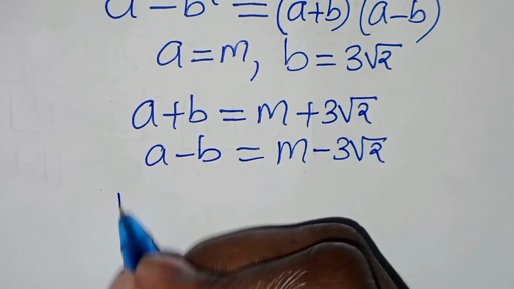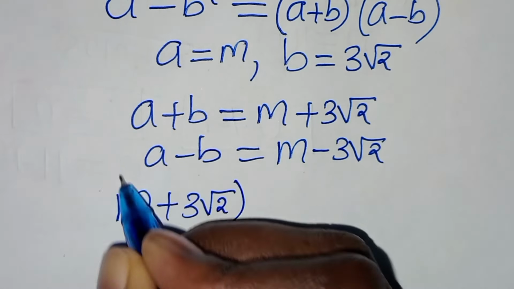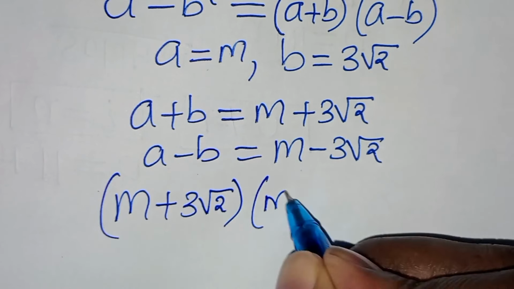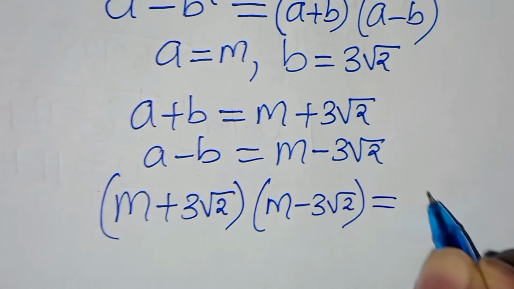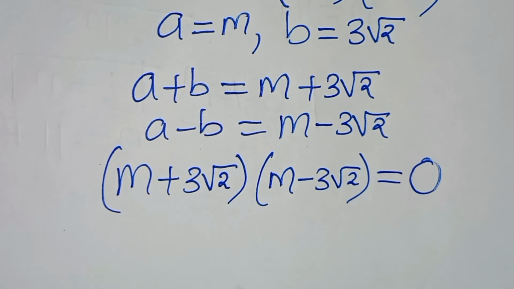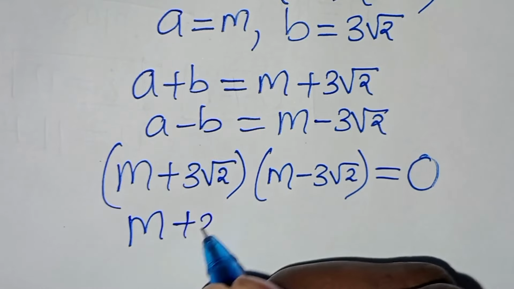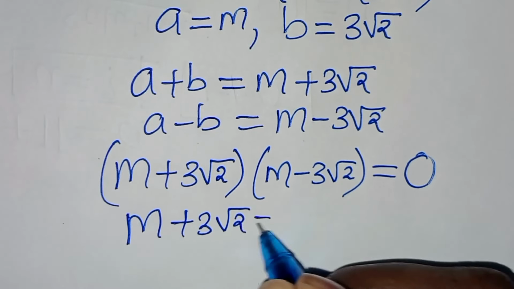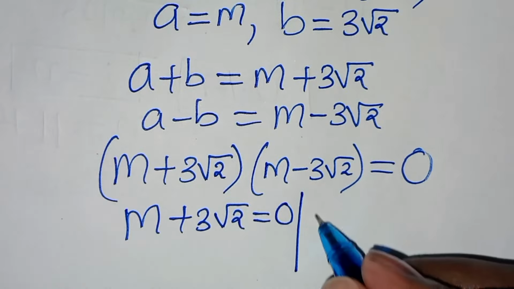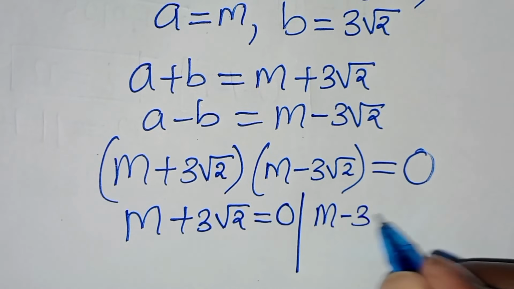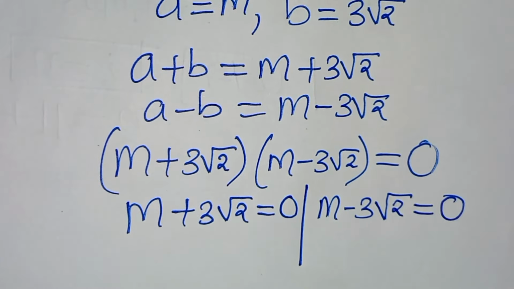So we have m plus 3 square root of 2 multiplied by m minus 3 square root of 2, equal to 0. So we have two parts here. The first part is m plus 3 square root of 2 equal to 0, while the second part is m minus 3 square root of 2 equal to 0.